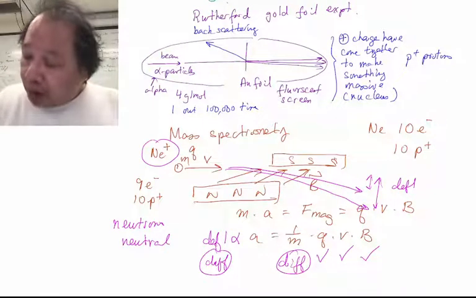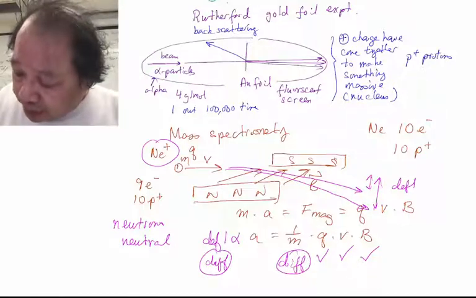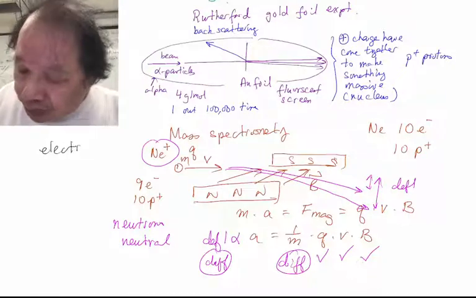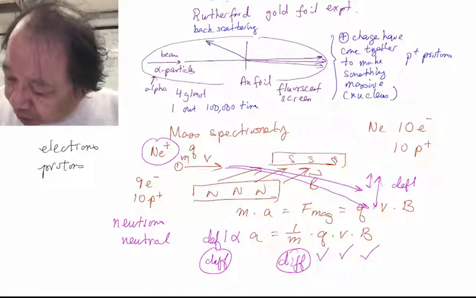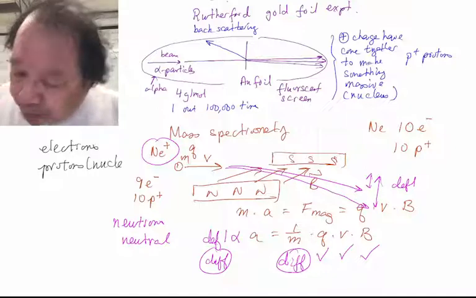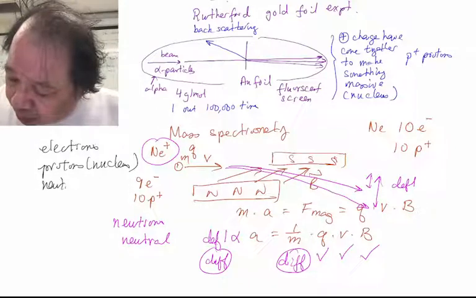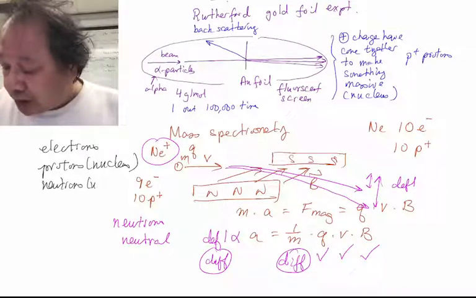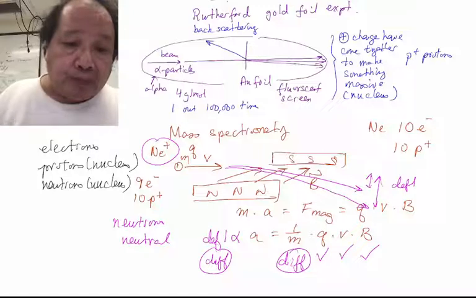And so we now know the 3 basic ingredients of atoms. There are electrons, protons, which are in the nucleus, and neutrons, which turn out also to be inside the nucleus, the thing from which the alpha particles bounce back.